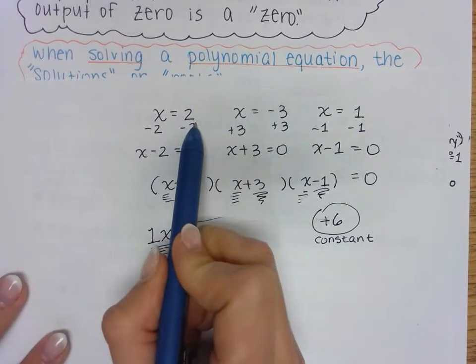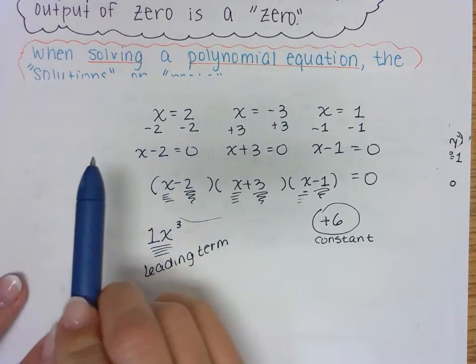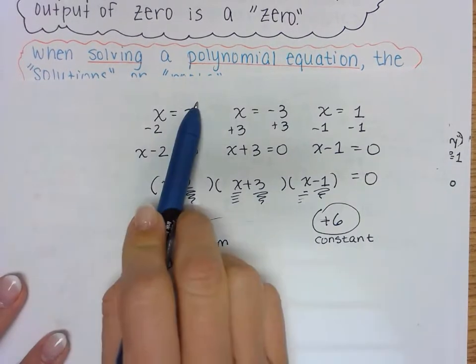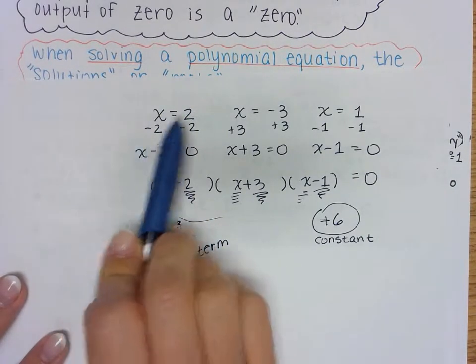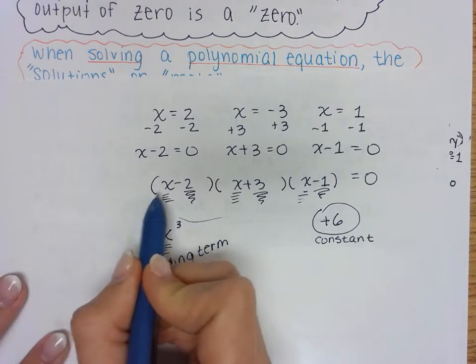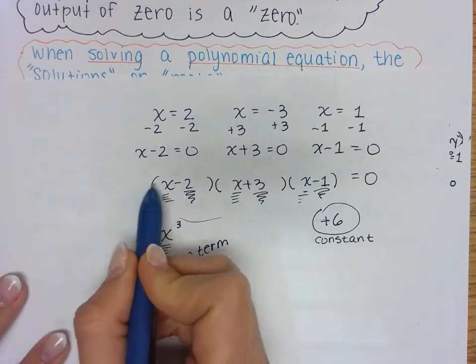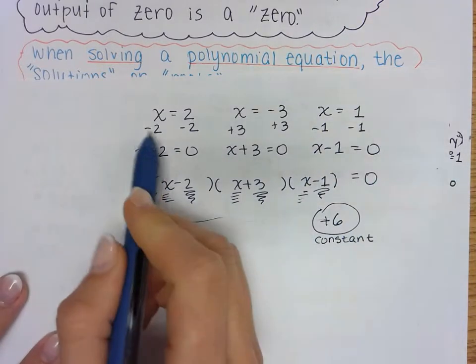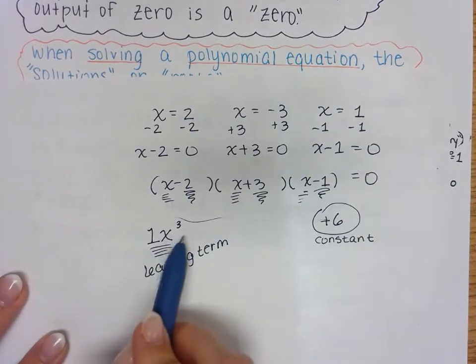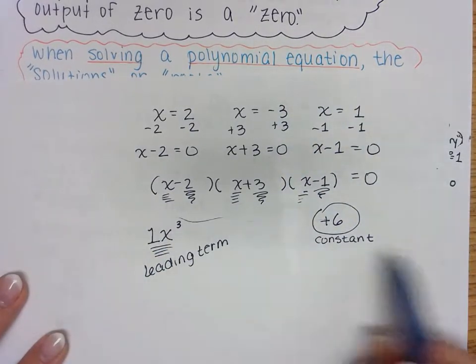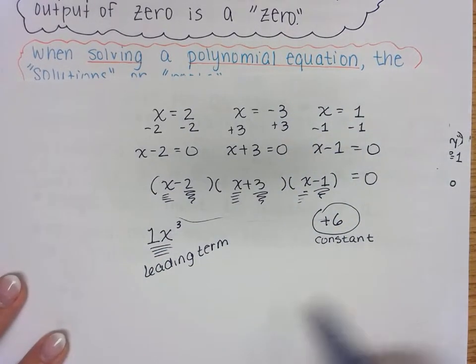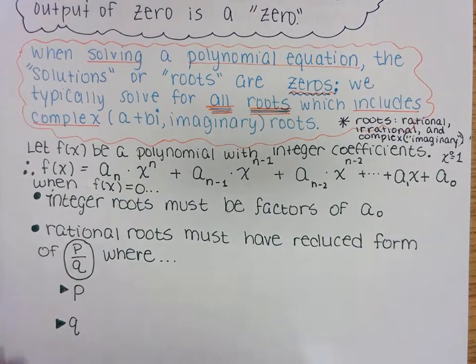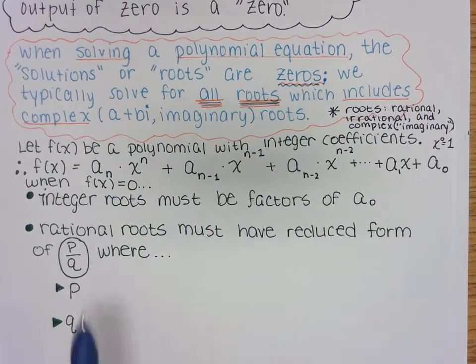If this solution were 2/5 instead of 2, I could have had a 5x minus 2. Well, if this leading coefficient right here was 5x, then that would make the leading term of our polynomial 5x cubed. That's going to have an impact on everything. We're going to get into that more later, but that's where rational roots come into play.